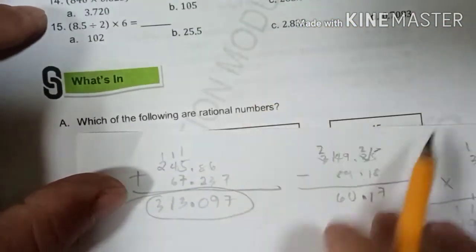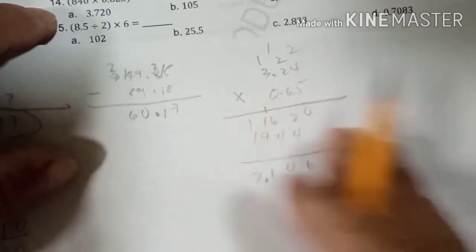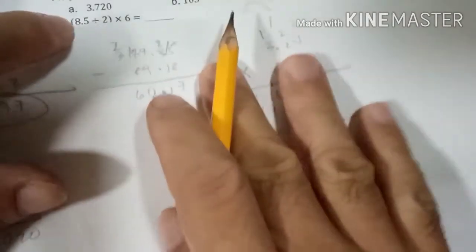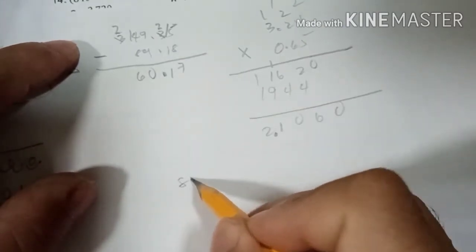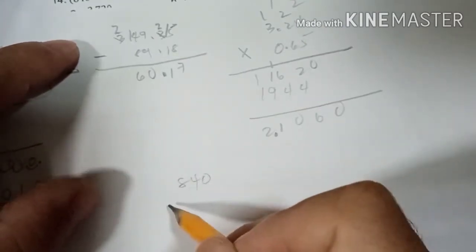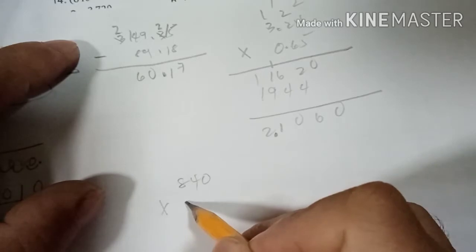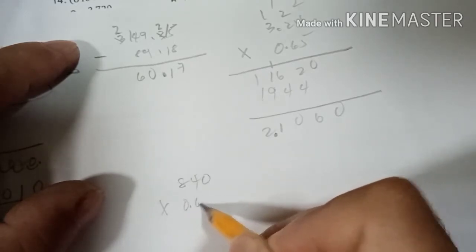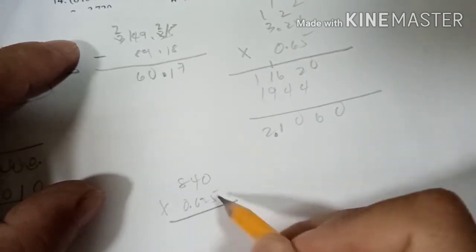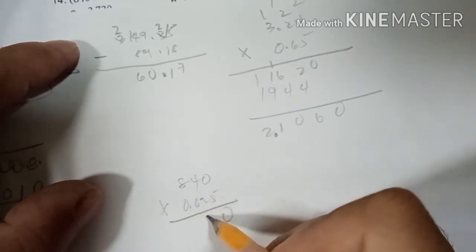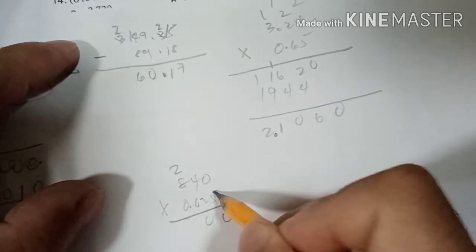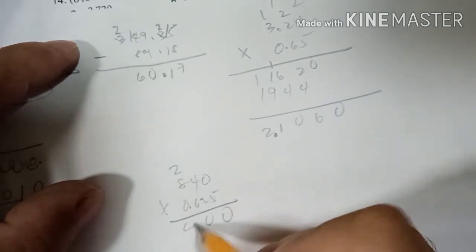Okay. Next, multiplication. 10 divided by 5. We multiply first before divide. So 840 times 0.625. Okay, 5 times 0, that's 0. 5 times 4, 20. 0 carry 2. 5 times 8, 40. Plus 2 is 42.